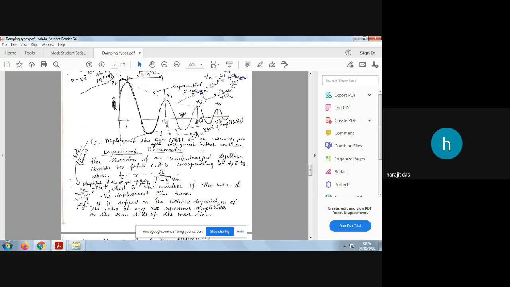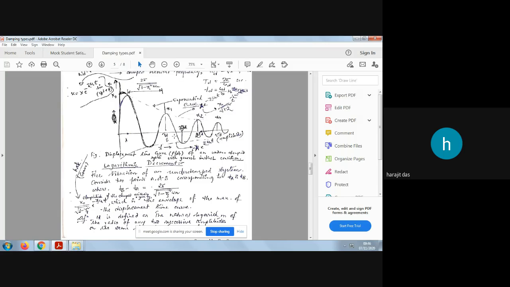Under damping condition, here one question arises. The logarithmic decrement occurs in which type of vibration? That is under damped vibration, because the other damped vibrations, that is over damping and critical damping, are not vibratory signals. They are aperiodic in nature.